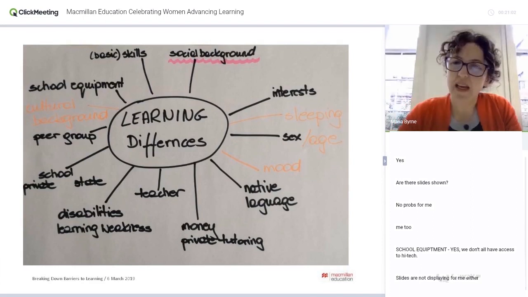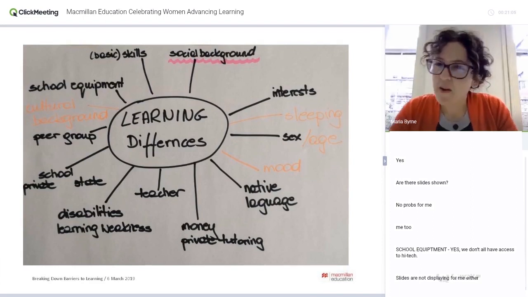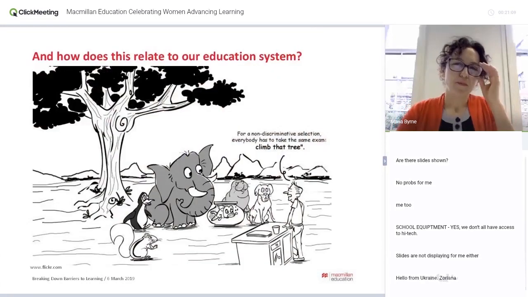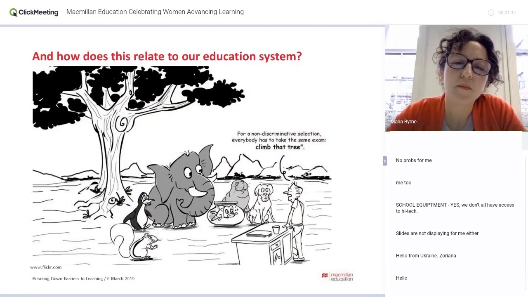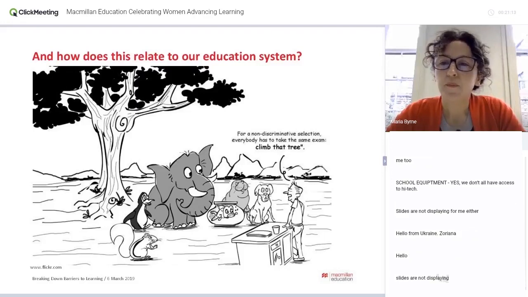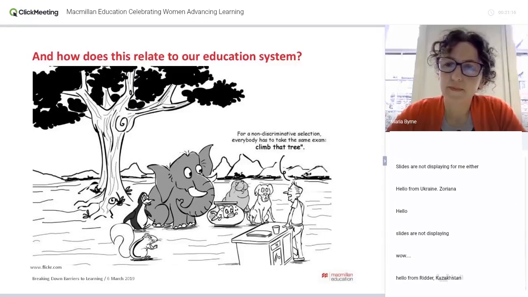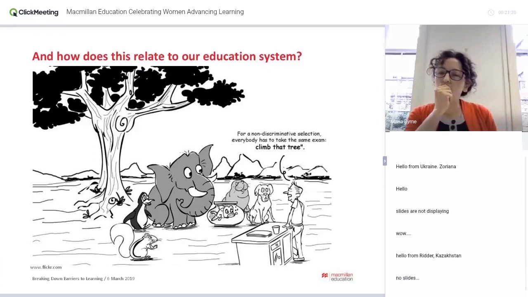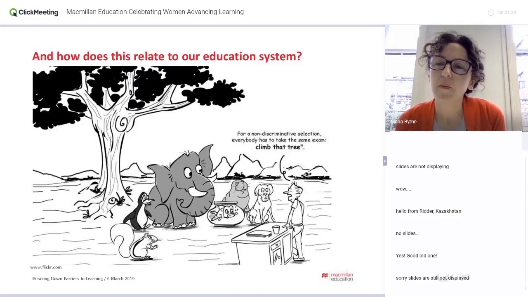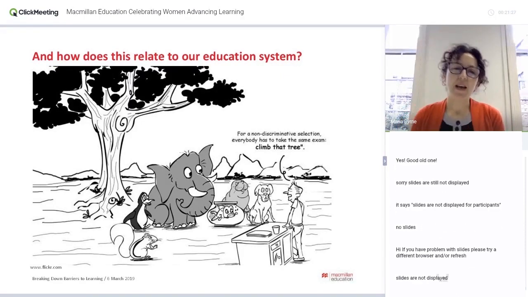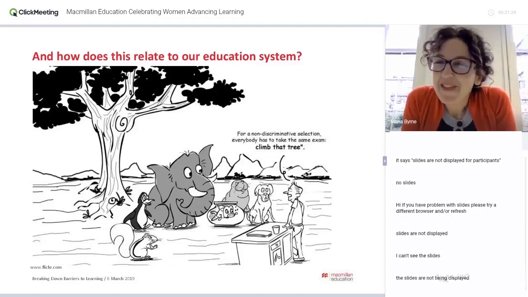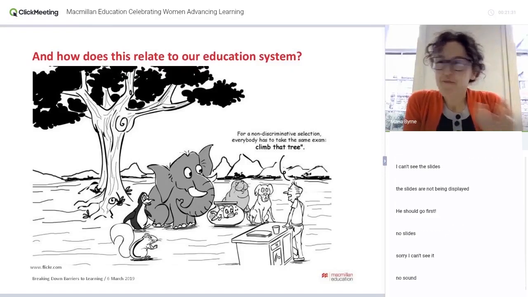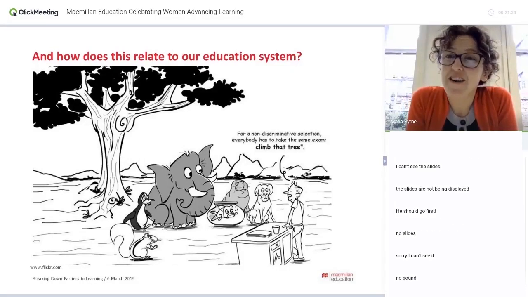And I'm just going to show you a picture about this and see what you think about the picture. You may have seen it before. Hopefully you can all see the slides. Yes, okay. Pictures similar to this have been around for quite a while.